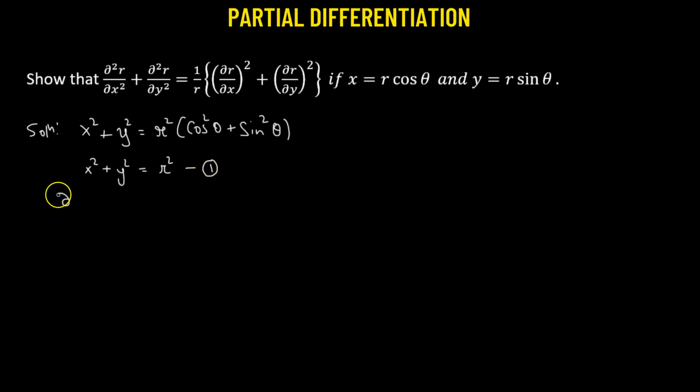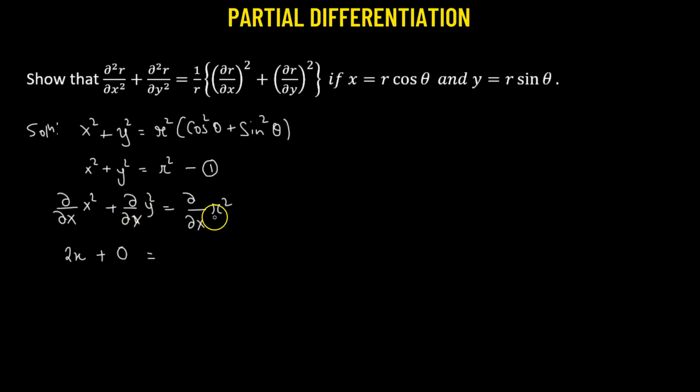Now what we'll do is take the partial derivative on both sides with respect to x. So that means partial derivative of x squared with respect to x plus partial with respect to x of y squared equals partial with respect to x of r squared. Right. Now partial of x squared with respect to x will be simply 2x. We have used the power rule. Plus partial of y squared with respect to x will be 0 because y will be treated as a constant.